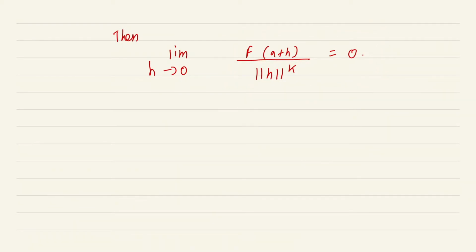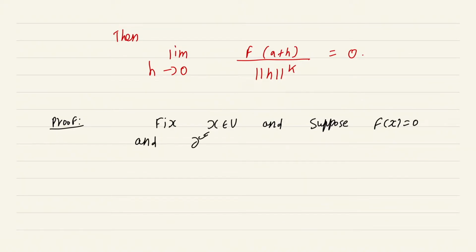Okay, so let's prove this. The proof is not hard. The proof just involves induction. So if you don't mind, I'm going to fix x in U, and suppose f of x equals 0 and del alpha f at x equals 0 for mod alpha less than or equal to k. Okay, so I'm changing the point because I'm going to be applying induction.